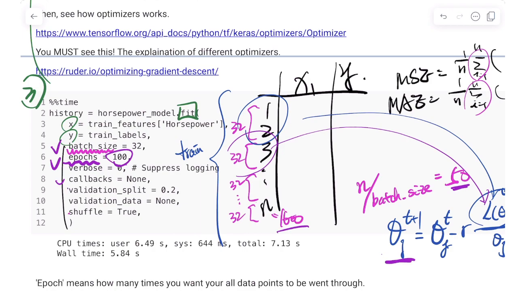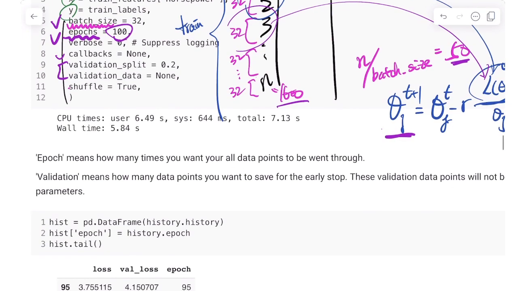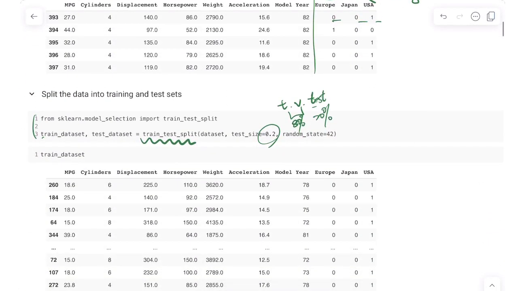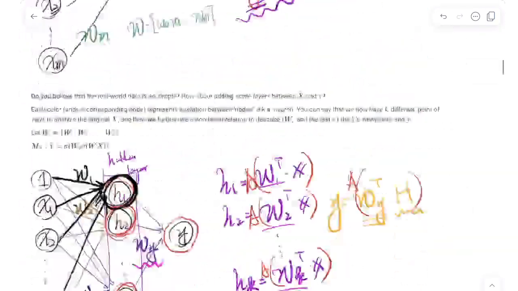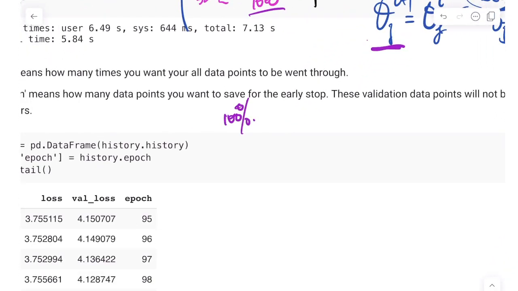There is something important right here, which is the validation split. Originally, we have 100% of data, and here we have the train and test split, which is 20%. That means we have 20% of data for testing, and those data will not be used for training. So we have 80% of data right here.